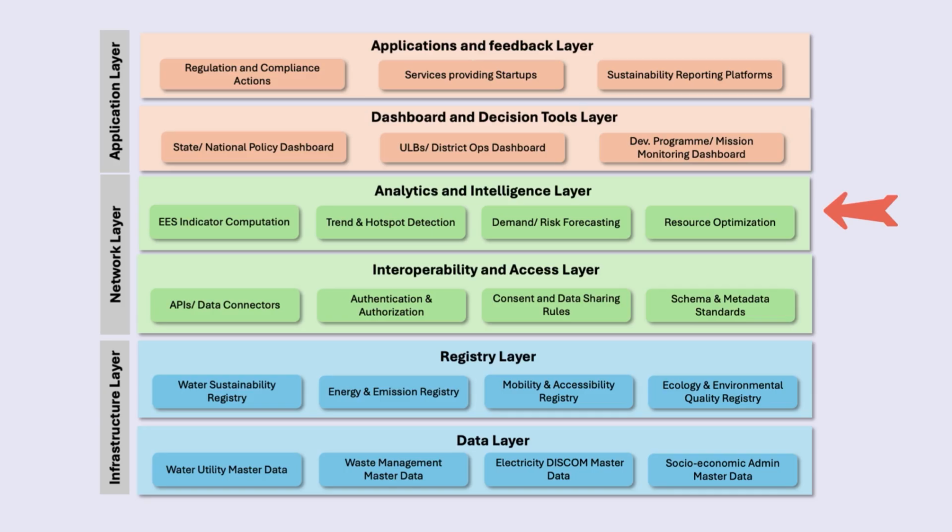Coming to layer 4, which talks about analytics and intelligence. Once these registries have created a consolidated view, analytics can answer the questions which we are looking for, like what will be the demand in 5 years, which intervention will give us the highest impact, what are the kinds of risks which we might face in future. So this layer supports forecasting, scenarios and optimization.